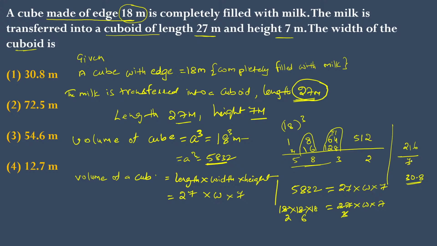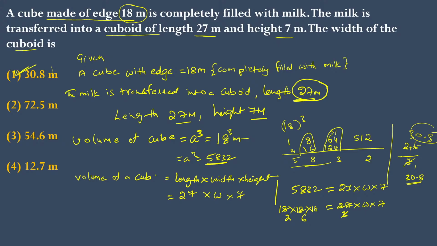Okay, 30.7, 7 3s is 21, 7 30 is 210. So here 6 is there, 7 8s is 56. So 30.8. So the width is approximately equal to 30.8.